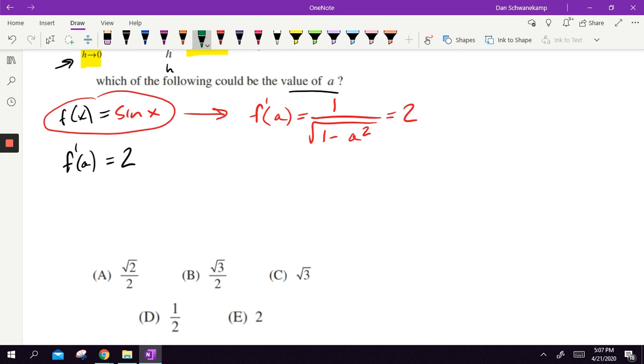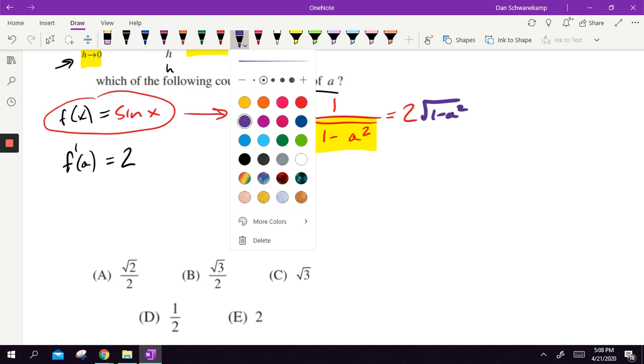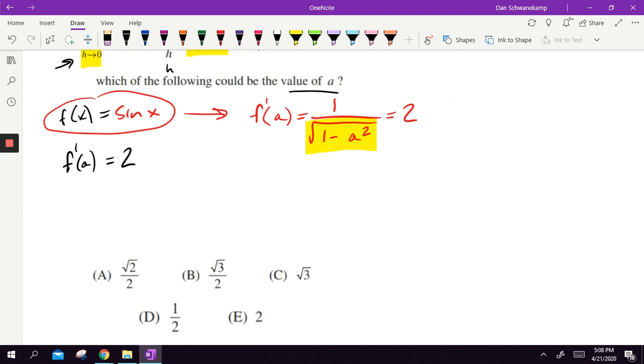So a lot of different things going on here. One thing I hate is fractions, so I'm going to start off by getting rid of this guy. To get rid of that guy, I'm going to multiply both sides by the square root of 1 minus a squared. I'm going to write that again so it's not quite so thick. The square root of 1 minus a squared. If I multiply this side by the square root of 1 minus a squared, it's going to cancel. Cool, so that's gone. Now I've got 1 equals 2 square root of 1 minus a squared.